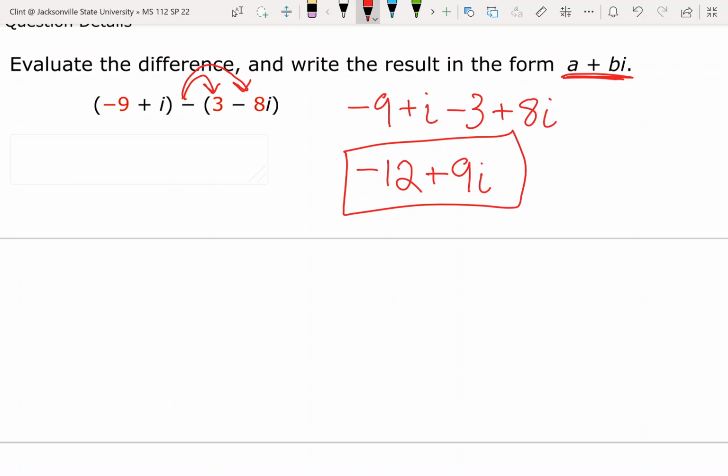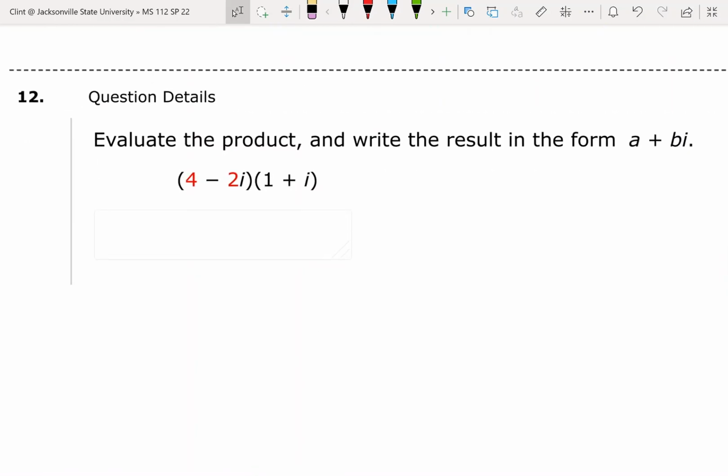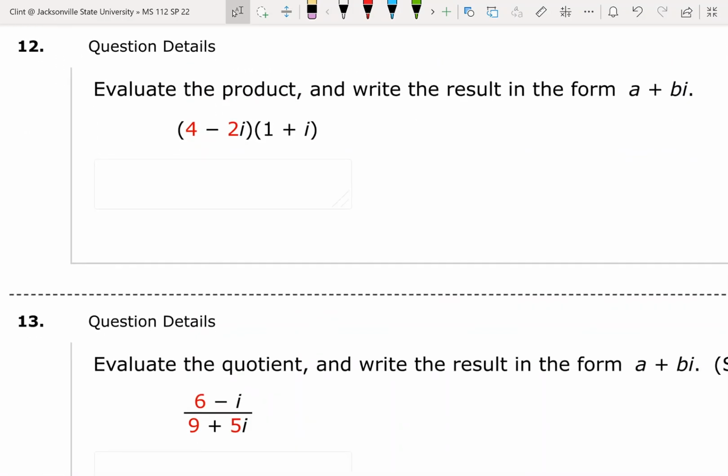Questions on that one? All right. Number 12, let's find the product. So we're multiplying complex numbers.